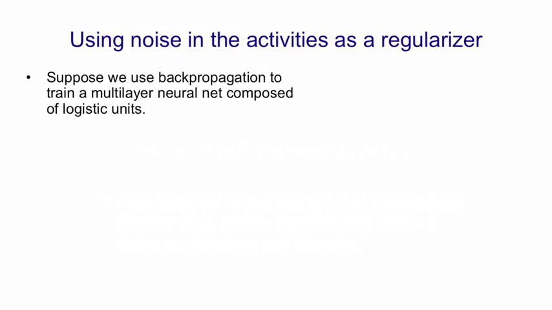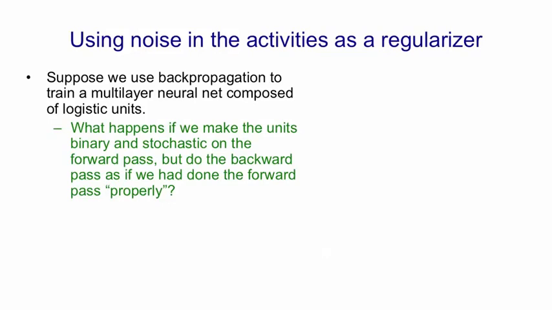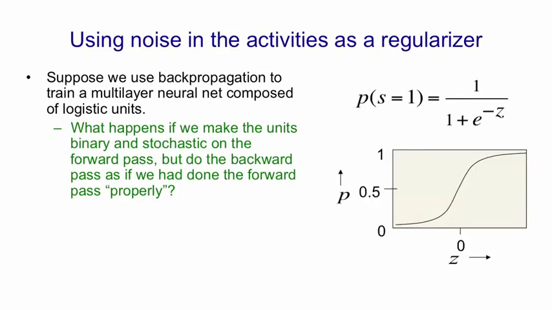We can also use noise in the activities as a regularizer. So suppose we use backpropagation to train a multi-layer neural net with logistic hidden units. What's going to happen if we make the units binary and stochastic on the forward pass, but then we do the backward pass as if we'd done the normal deterministic forward pass using the real values? So we're going to treat a logistic unit in the forward pass as if it's a stochastic binary neuron. That is, we compute the output of the logistic, p, and then we treat that p as the probability of outputting a 1. And in the forward pass, you make a random decision whether to output a 1 or a 0 using that probability. But in the backward pass, you use the real value of p for backpropagating derivatives through the hidden unit. This isn't exactly correct, but it's close to being a correct thing to do for the stochastic system if all of the units make small contributions to each unit in the layer above.